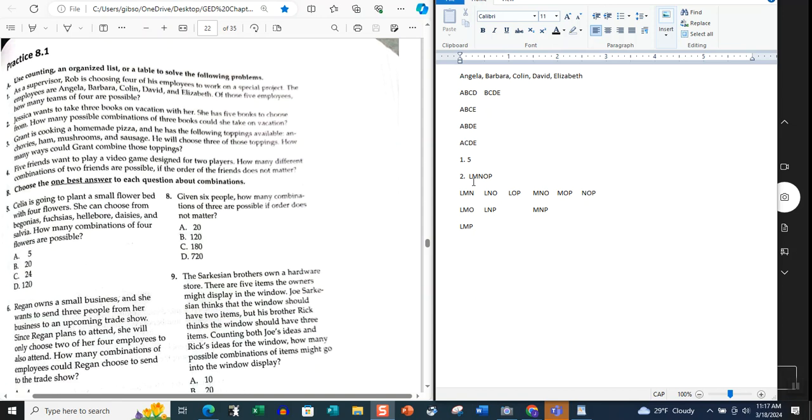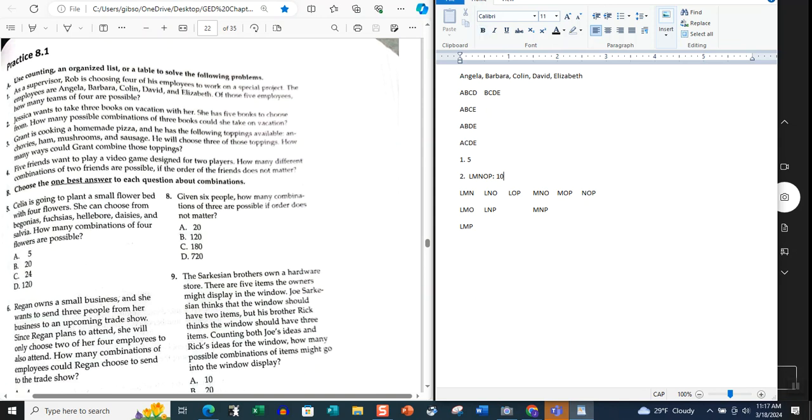I just named the books L, M, N, O, P. Okay, so when we look at the combinations, we had LMN, LMO, LMP. Then we could do LNO, LNP. So far, no repeats. Then we could do LOP. We can go to MNO, MNP. Then we could go MOP and NOP. And that gives us a total of 10. So our answer here would be 10. That's how many combinations you could do with those books.